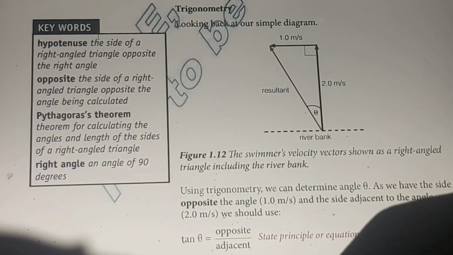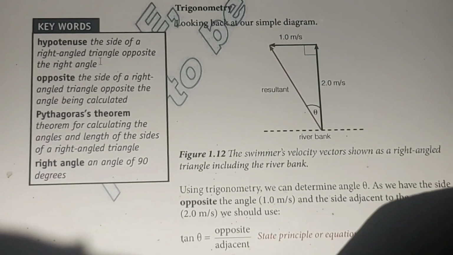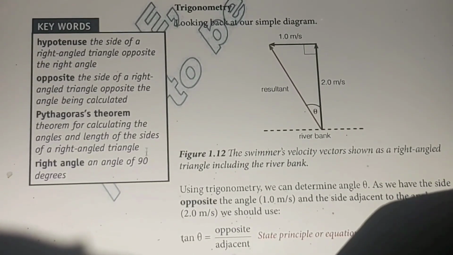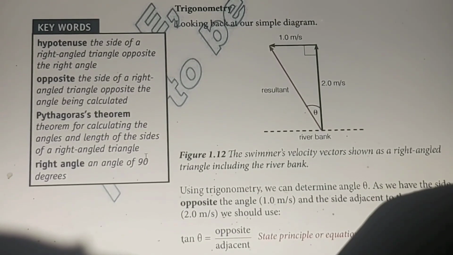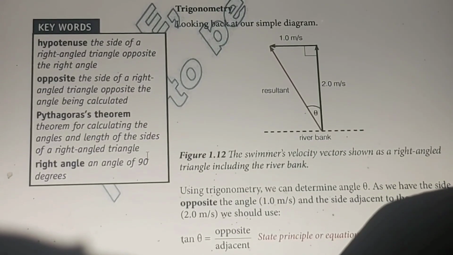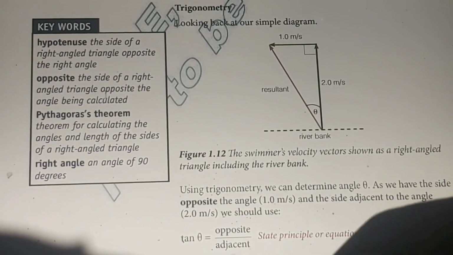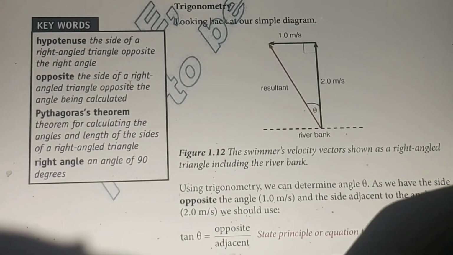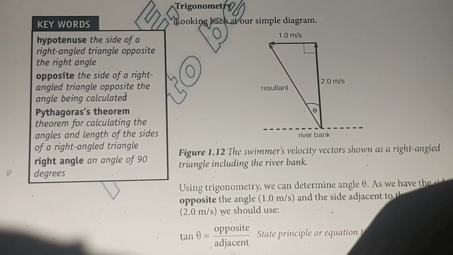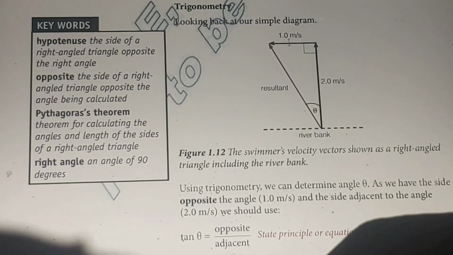Hypotenuse is the side of a right-angled triangle opposite the right angle. Opposite is the side of a right-angled triangle opposite the angle being calculated. For example, in this case, this is the opposite.